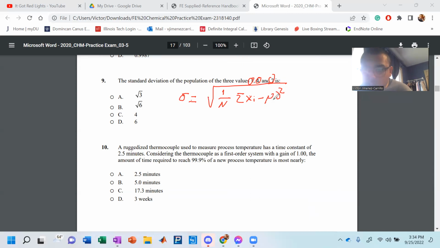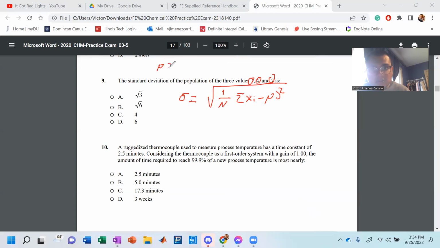And mu, the curvy U, I don't care what you call it, is mean. In other words, the average. So how do you calculate average? I mean, everybody knows how to calculate average. That should be your first step. So we'll do it on the side.